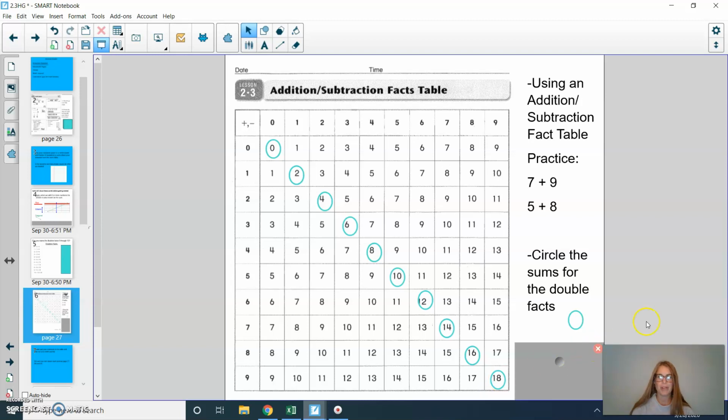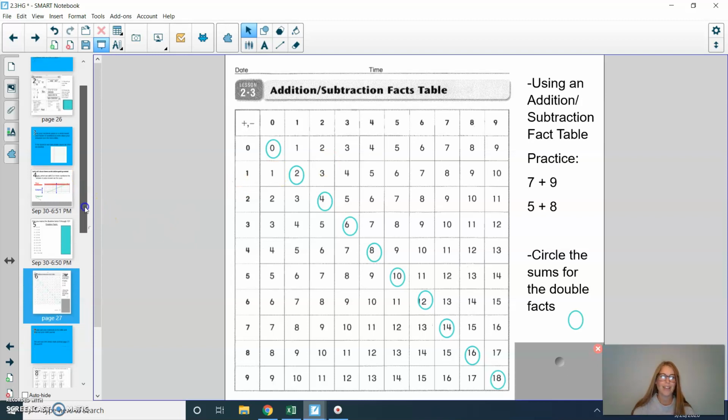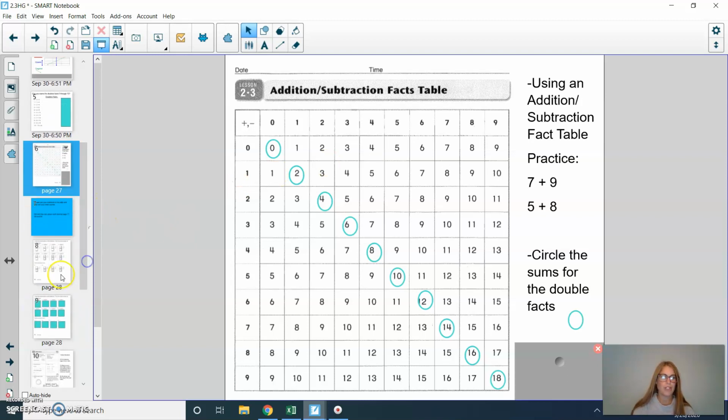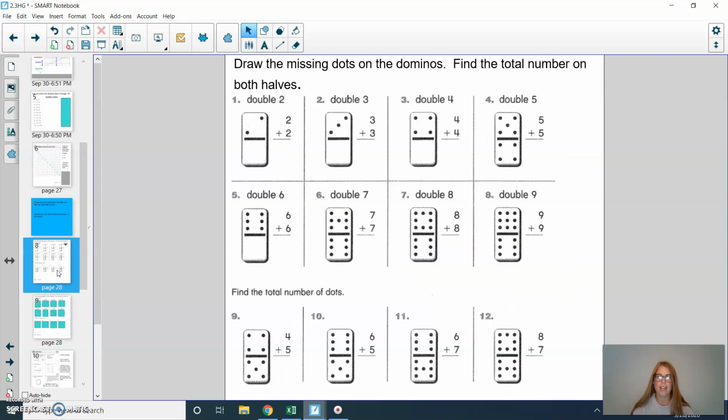What do you notice about this? Yes, if you said that you're noticing that your sums are making a diagonal line, that is the pattern you should have seen. So this is a nice tool for us to use while we're working on figuring out our addition and subtraction facts.